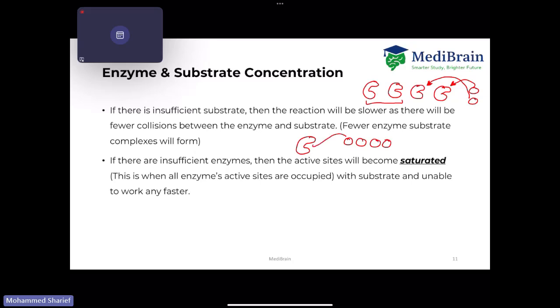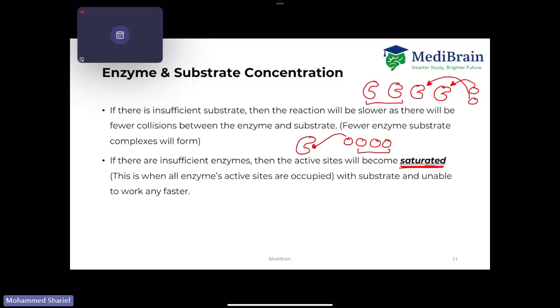This substrate will bind with the active site of this enzyme. However, what will these three substrates do? They will have to wait. That slows down the reaction. That slows down the rate of reaction because there are not enough enzymes. Because there are not enough enzymes, the term that you use is saturated. Learn this term as well. It's a really important term.